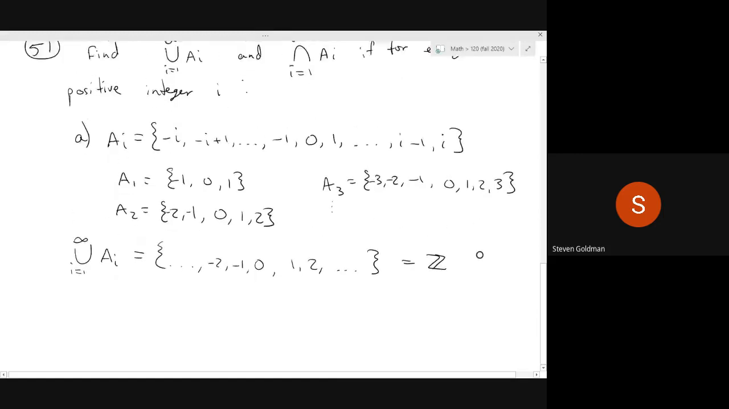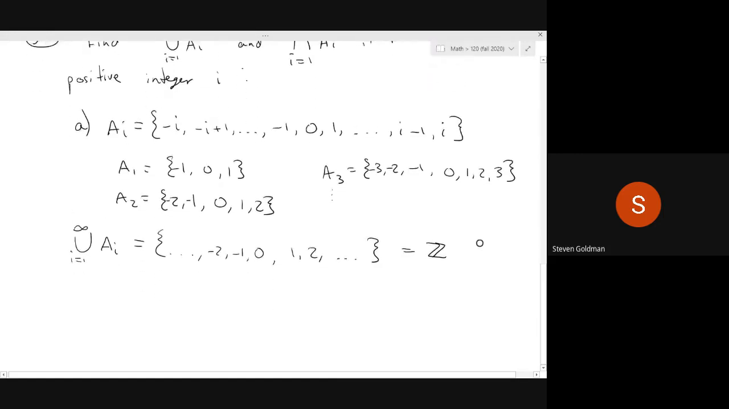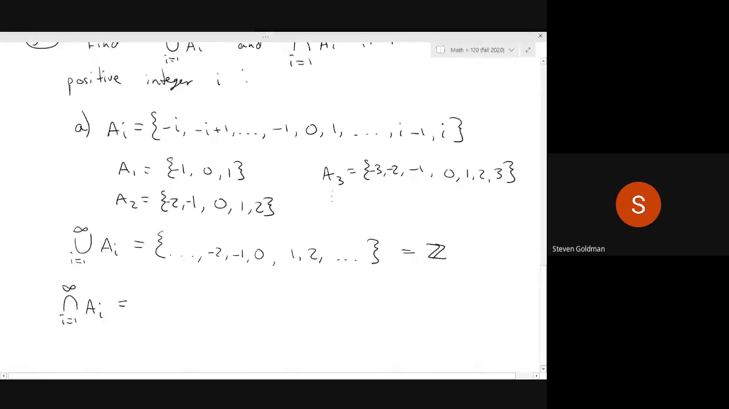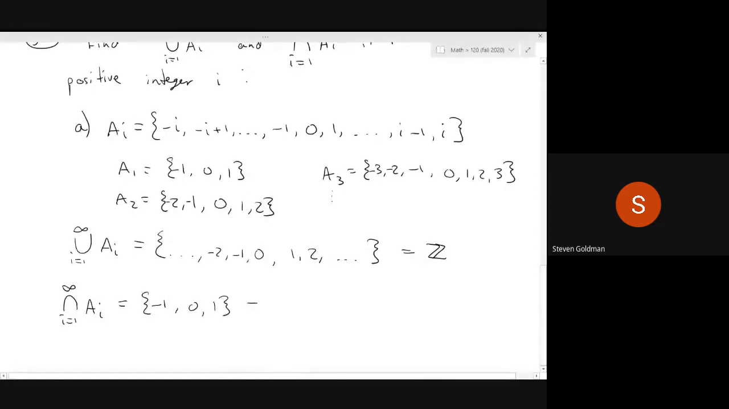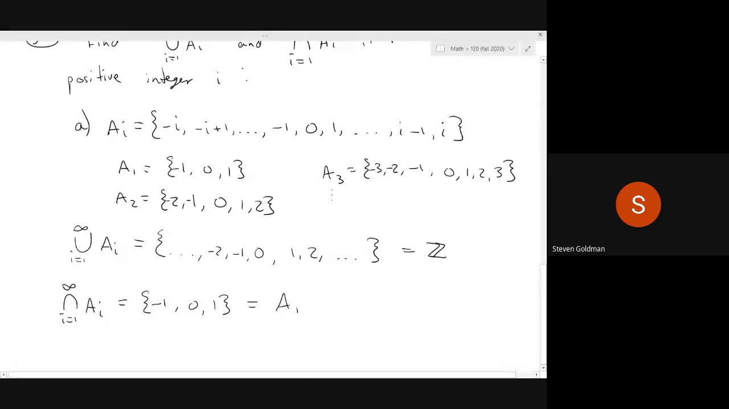Okay. What about the intersection of all these sets? The intersection from I equals 1 to infinity of A sub I. Okay. Well, which elements are the only elements that will appear in every set? The numbers negative 1, 0, and 1. Right, so A sub 1 will be the intersection. Okay.